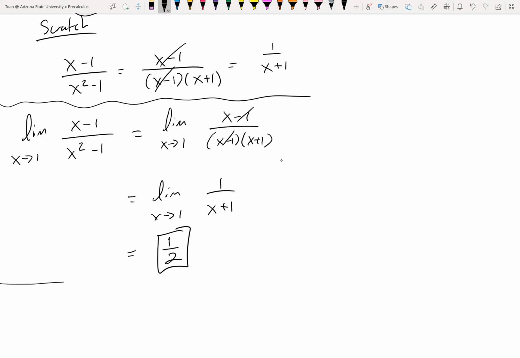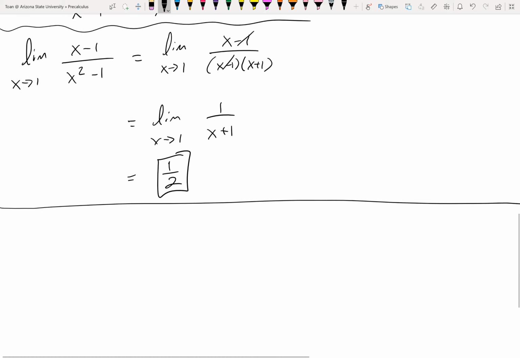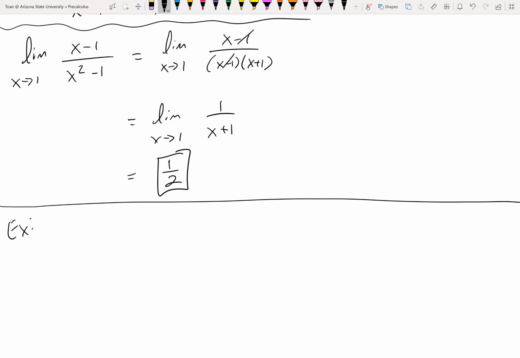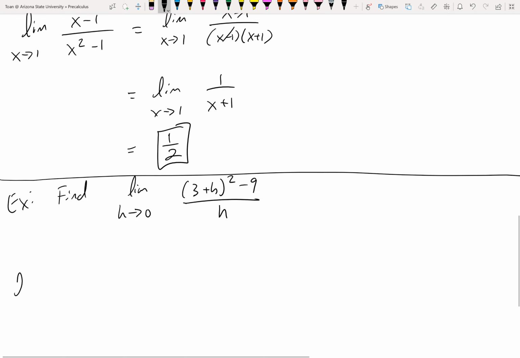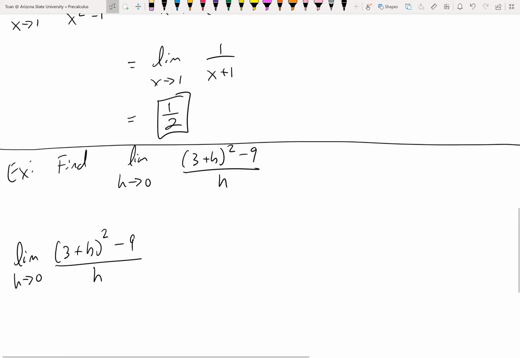Let's do another example here. Suppose I ask you to find the limit as h approaches 0 of (3 plus h) squared minus 9, all over h. I'm not going to write it, but hopefully we can do it mentally. In this particular problem, we can't do direct substitution. We're going to an indeterminate form.